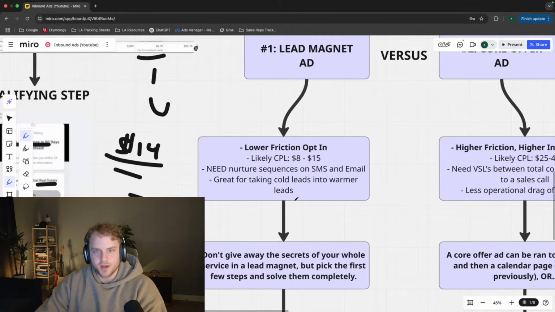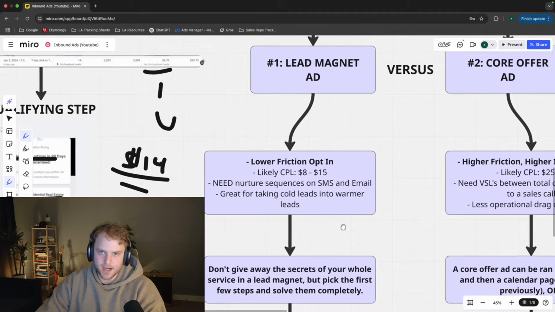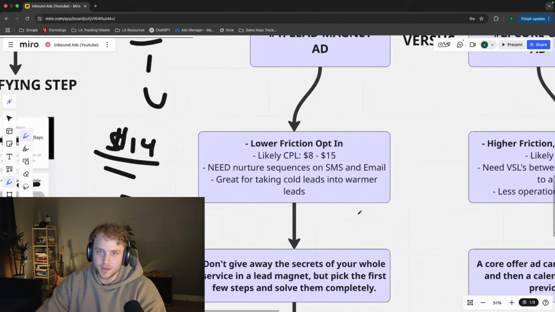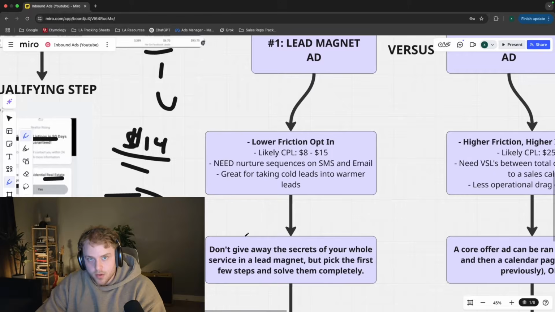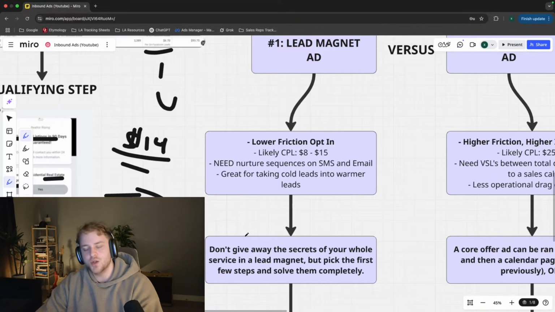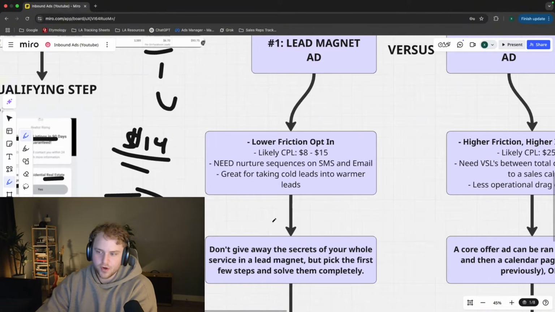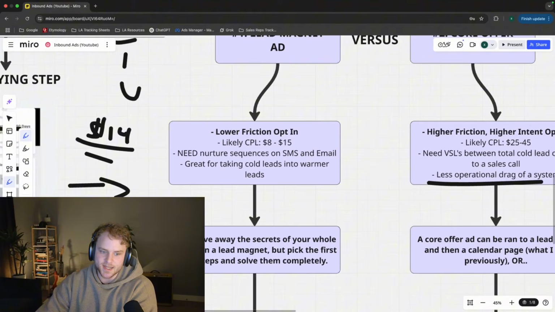The CPL, the cost per lead, with lead magnet ads is going to be significantly less than a core offer ad. What this means is we're going to get $8 to $15 actual leads from this ad. What you need, though, is ways to convert that person's information into an actual booked appointment. This is very crucial.